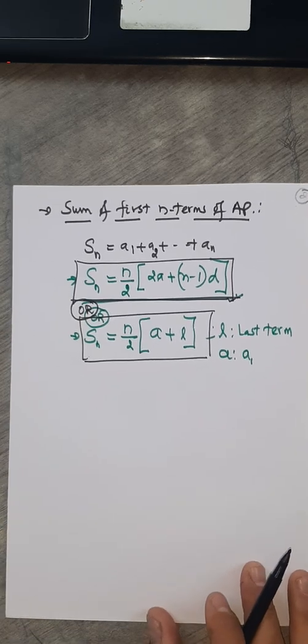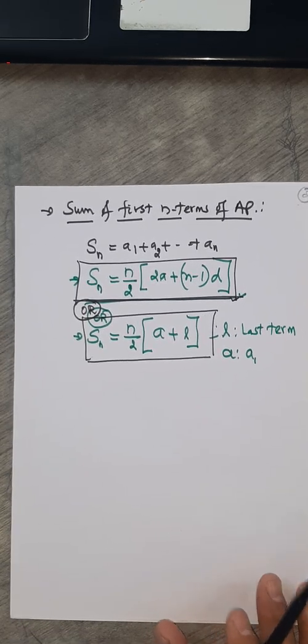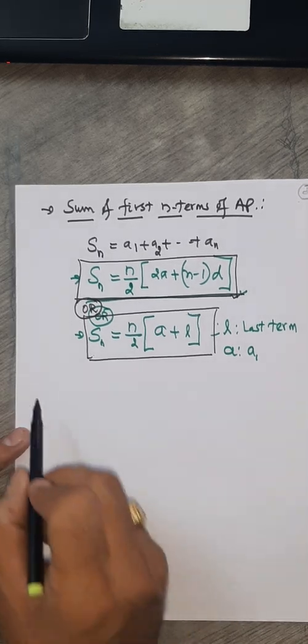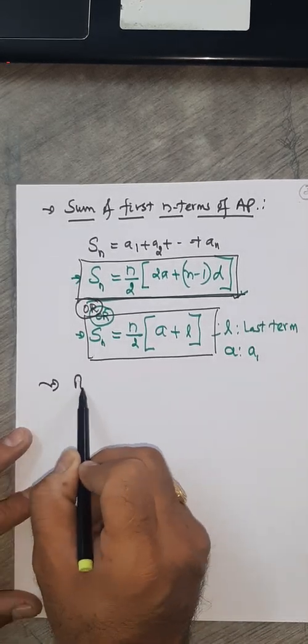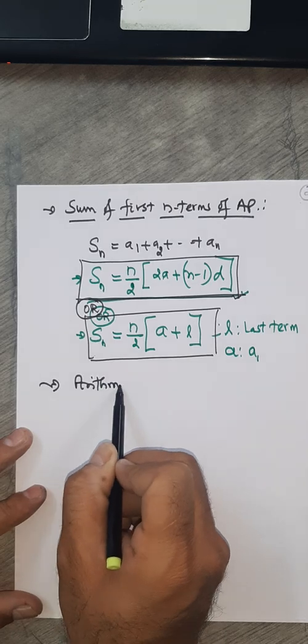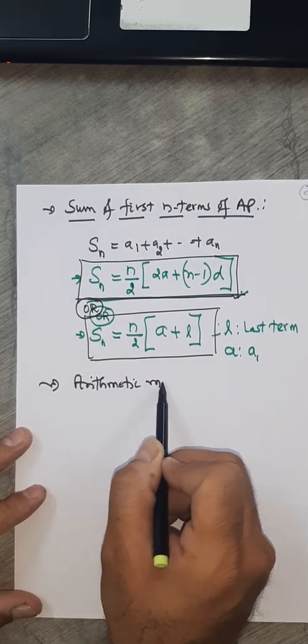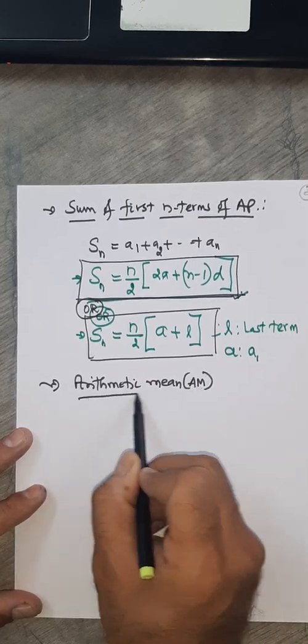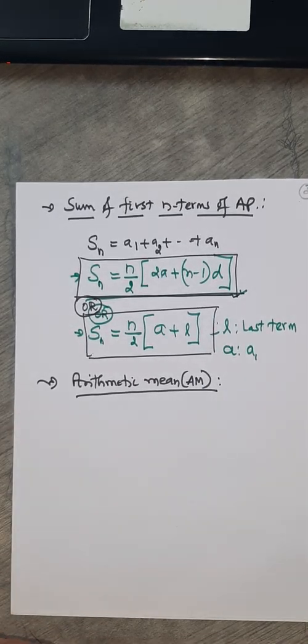Fine. Now here something more we want to discuss. Up to this you have already studied. Now the next point within this arithmetic progression is the arithmetic mean. We want to write AM, arithmetic mean.